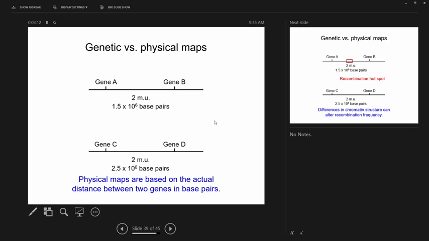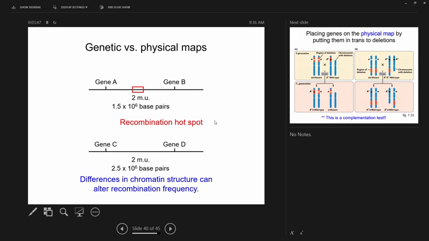So in reality, when you look at the physical map based on the actual distance in base pairs between the 2 genes, genes A and B are 1.5 million base pairs apart. But genes C and D are 2.5 million base pairs apart. But they both have a 2% recombination rate. So either the recombination rate here is higher than it ought to be, or here it's lower than it ought to be. And actually it's the former.